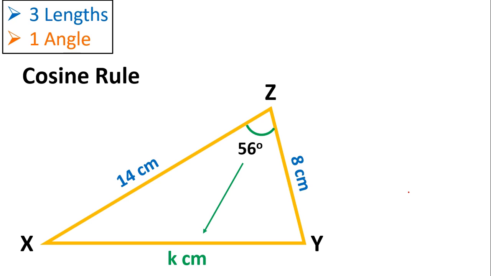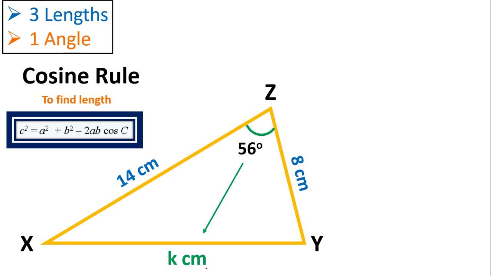Am I finding the length or am I finding the angle? Now, as you can see, that XY is k centimeters, which means I am trying to find my length. If you have to find the length, the formula says c squared equals a squared plus b squared minus 2ab cos C, which means now I replace my a, b, and c with the values I have.